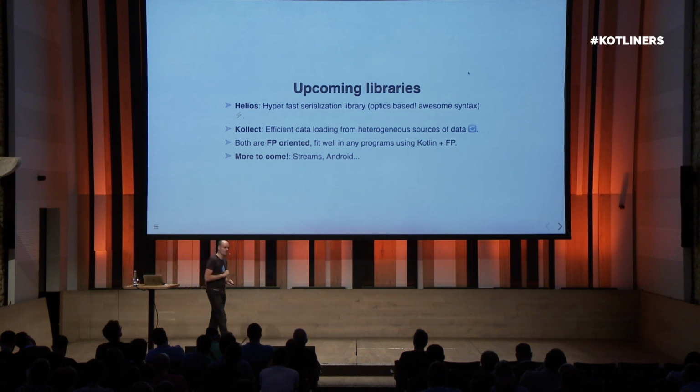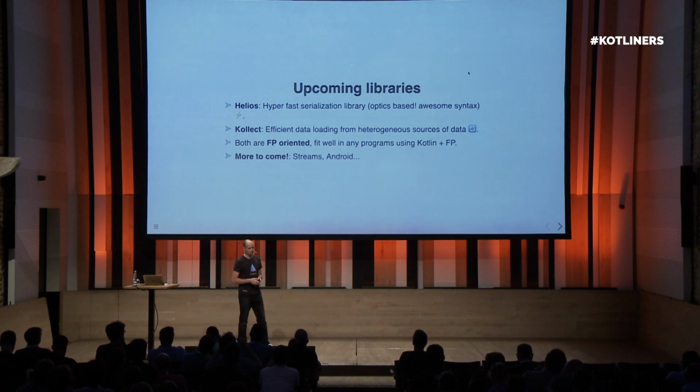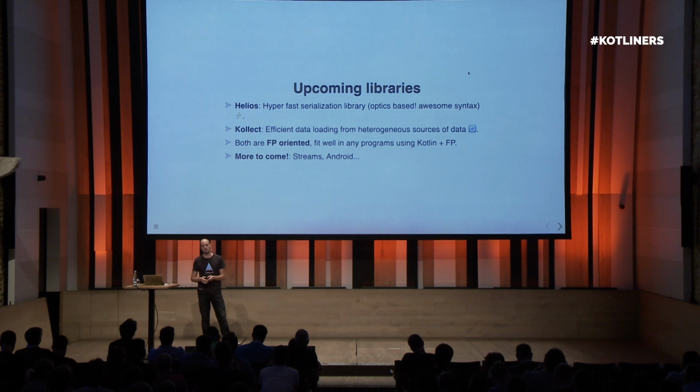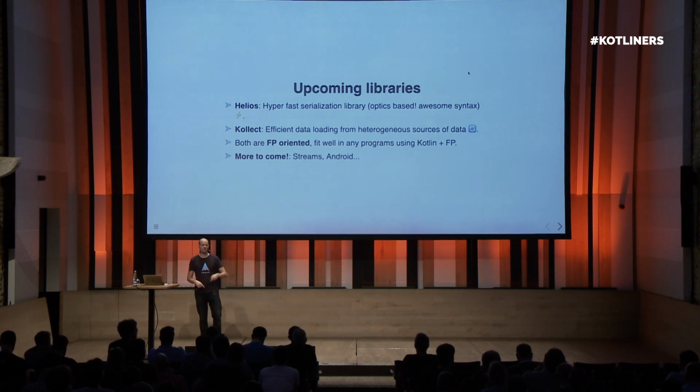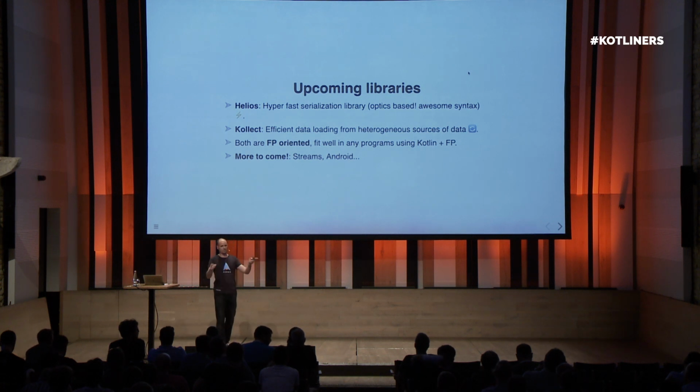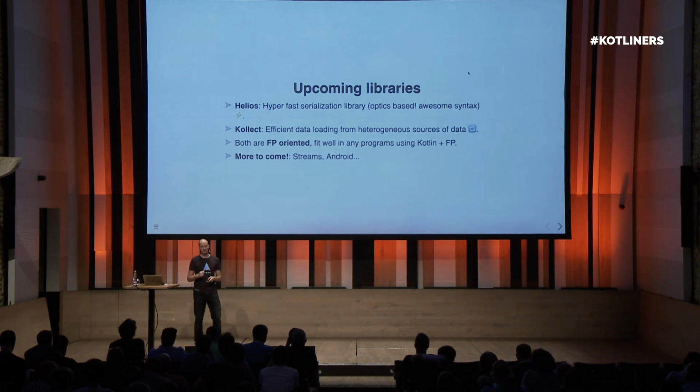There are some libraries incoming for the Arrow ecosystem. There is Helios, a blazing fast serialization library that works on top of Arrow. So if you have an Arrow code base and you want to serialize and deserialize JSON, you can use Helios for that. There's Collect for automatically batching and deduplicating requests to different sources of data. So if you have a memory cache or different endpoints and you want to be sure that you don't repeat calls and they are automatically cached for you, Collect is going to help with that.